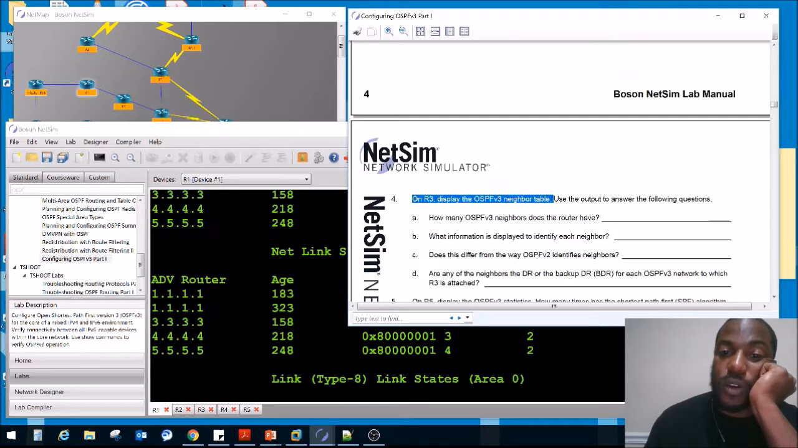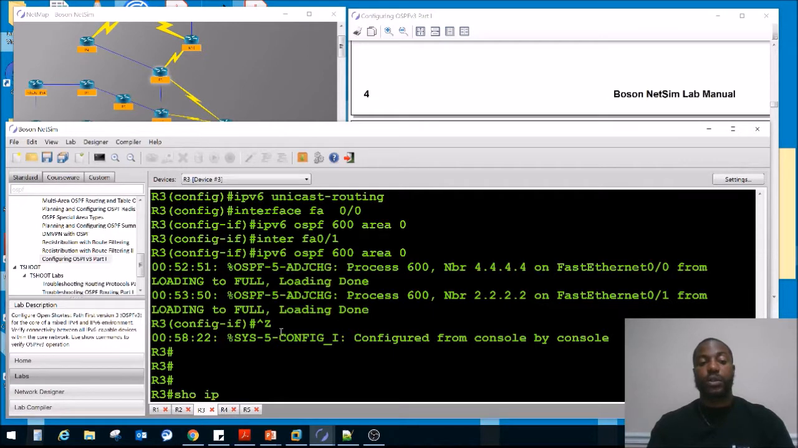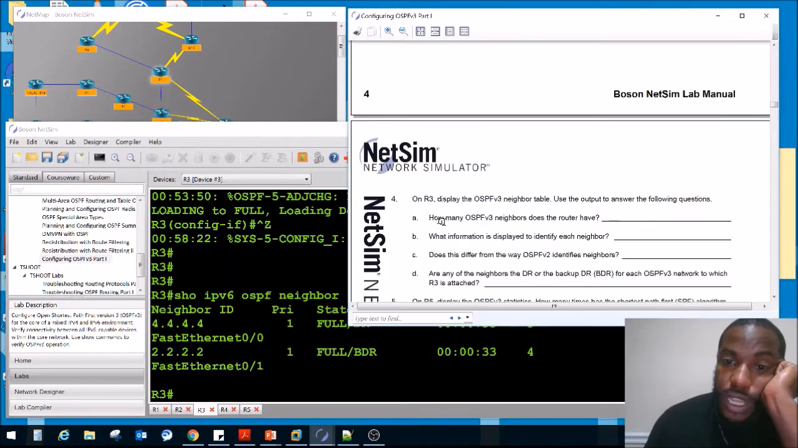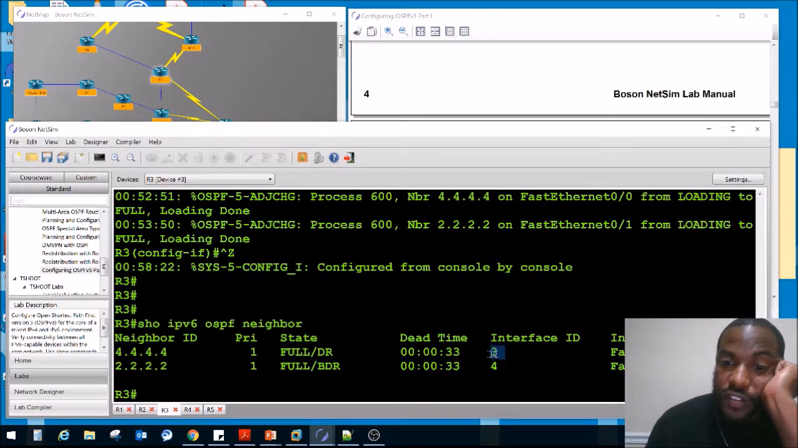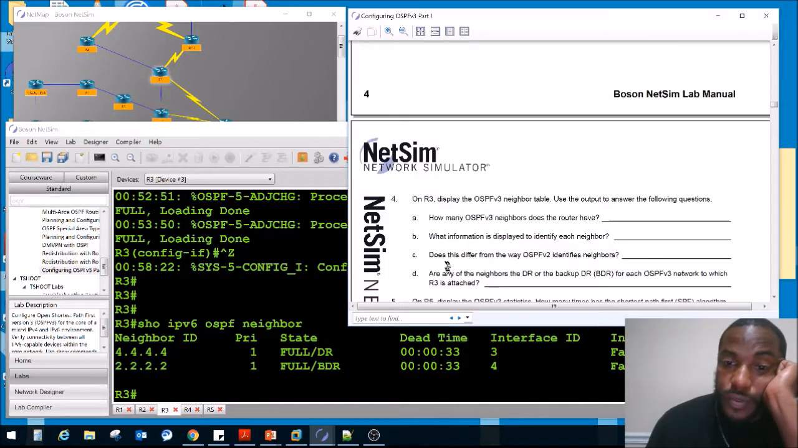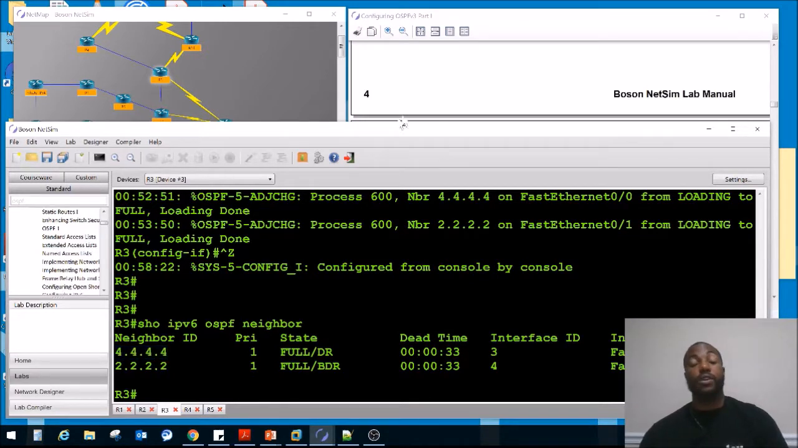On router 3, display the OSPF neighbor table. Remember how to do that? Show IPv6 OSPF neighbor. How many neighbors does he have? We got 1, 2. What information is displayed to identify each neighbor? We got the interface ID 3 and 4. We also have a neighbor ID. So it's really the neighbor ID, the IPv4 address. Does this differ from the way OSPF version 2 identifies neighbors? No, that's the same exact way. IPv4 identifies its OSPF neighbors through a 32-bit link state ID or router ID.